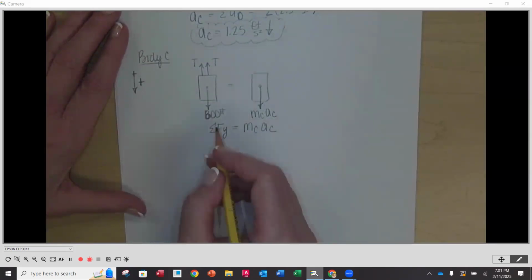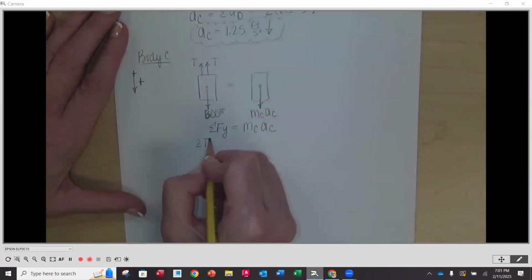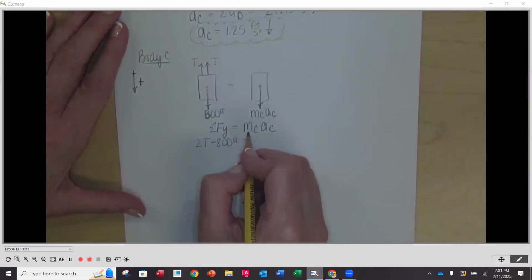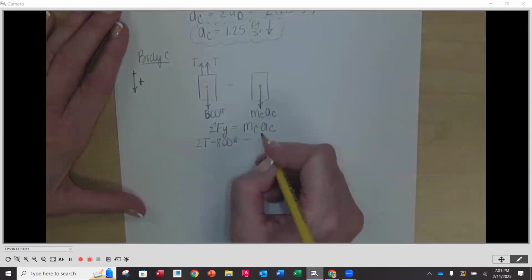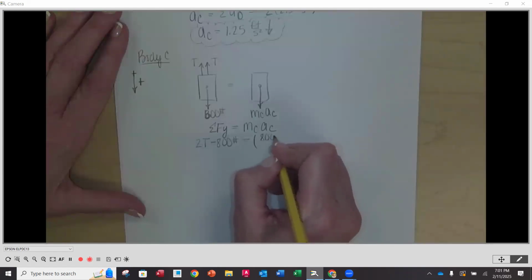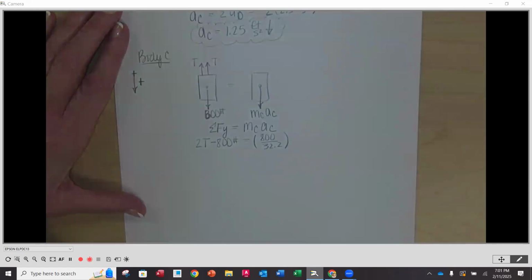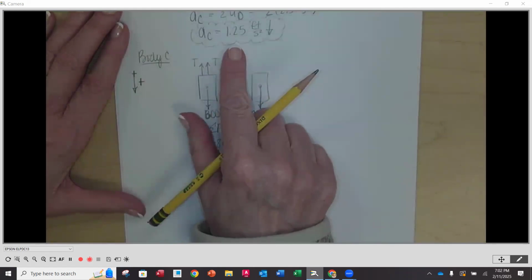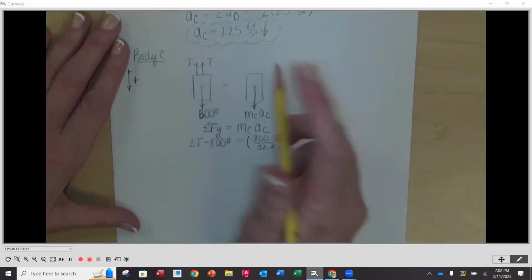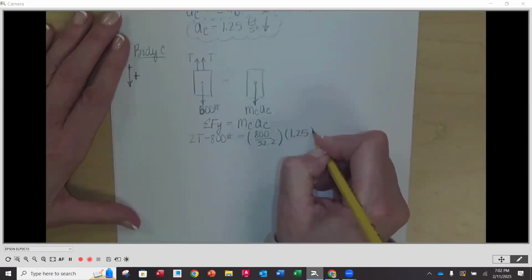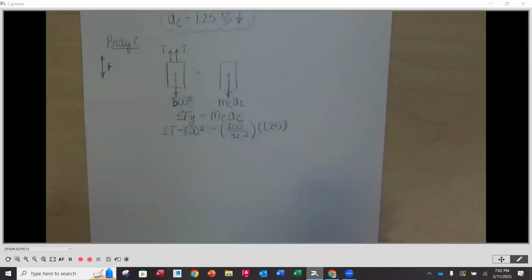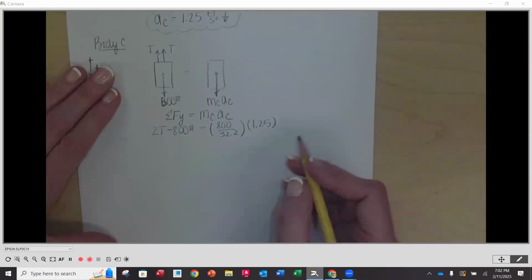So let's sum our forces first. We're going to have the same 2T minus 800 pounds is going to be equal to the mass at C. We know this to be 800 pounds, so we have to take 800 divided by 32.2 times the acceleration, which we determined was 1.25. Okay. So solving for T here, okay? I'll let you go ahead and solve for T.